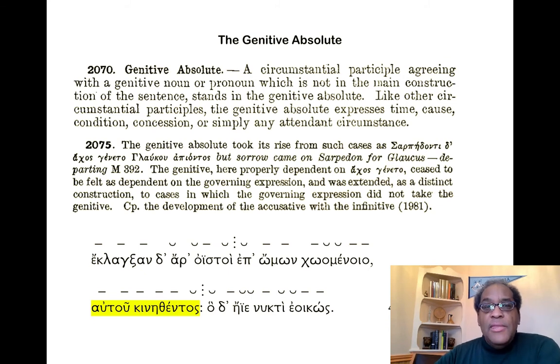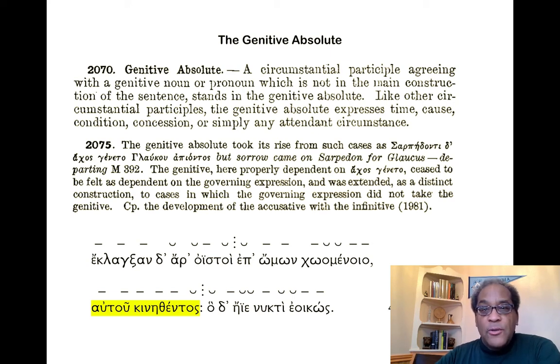So there's a very special sub-form or group of circumstantial participles, this thing called the Genitive Absolute, which Latin students will see as equivalent to the Ablative Absolute. But it doesn't occur so much in Homer, but you find it here and there. And so the Genitive Absolute is a circumstantial participle agreeing with a genitive noun or pronoun, which is not in the main construction of the sentence, stands in the Genitive Absolute.